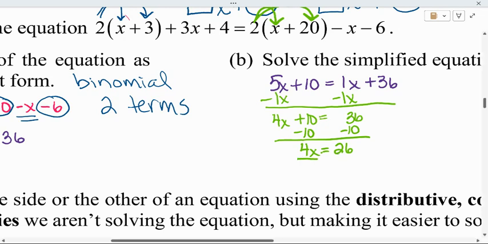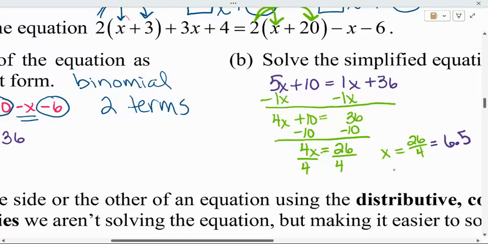Divide by what? Yeah, divide by 4 on both sides. So x equals 26 over 4. Does that turn into a decimal nicely? What is it? Okay, so that means it equals 6.5 as well.